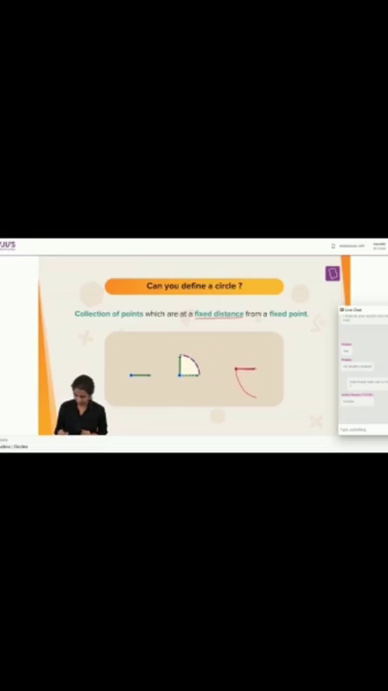So this is nothing but the fixed point and we call it the center of the circle. And this is nothing but the fixed distance, which we call the radius of the circle. So that's how we mathematically define a circle. It's a collection of all points which are at a fixed distance, meaning constant distance, from a fixed point, right? And this fixed distance is nothing but the radius, and this fixed point is nothing but the center. There are a few more terms that you've learned relating to circles.